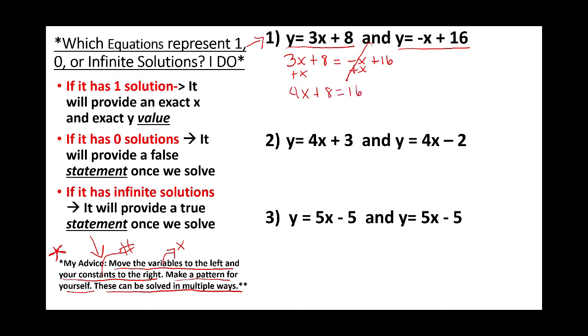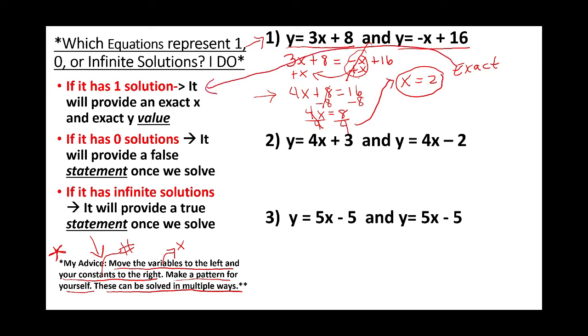At this point, I have a 2-step equation. Minus 8, minus 8. I'm left with 4x equals 8. Divide by 4, divide by 4. I'm running out of room. X equals 2. This gives me an exact statement because x is exactly 2. And if it's an exact statement, that means one solution.